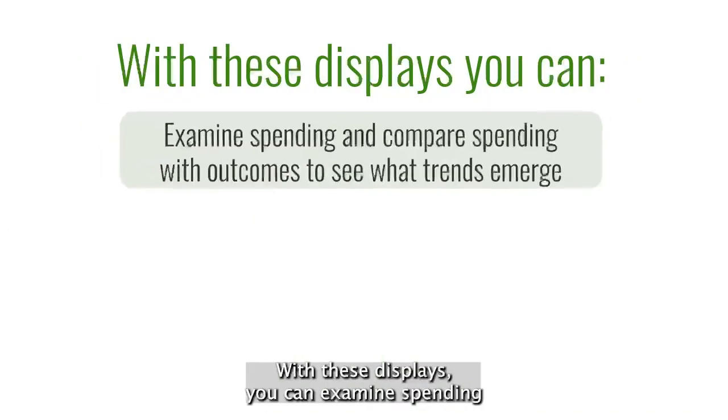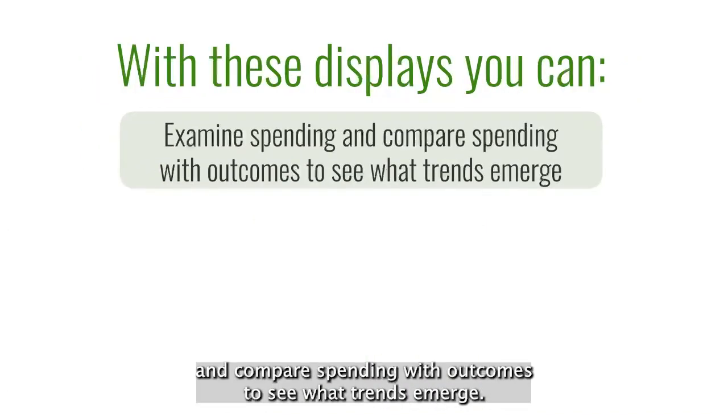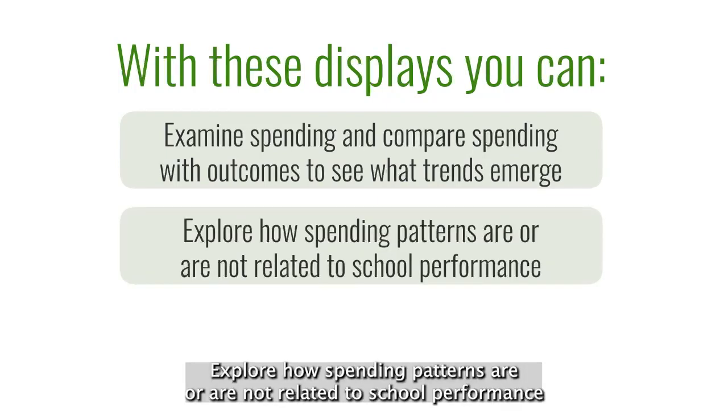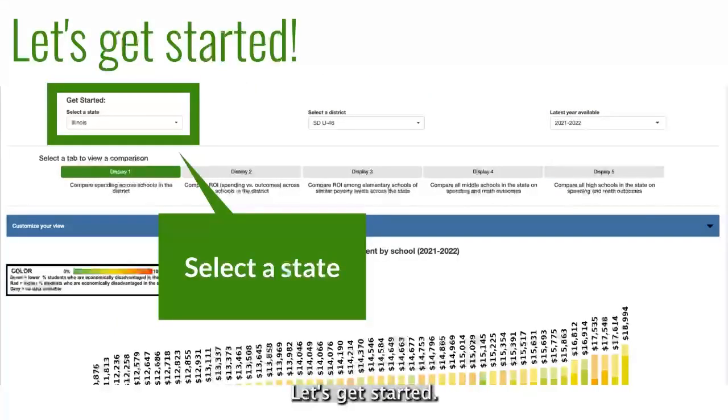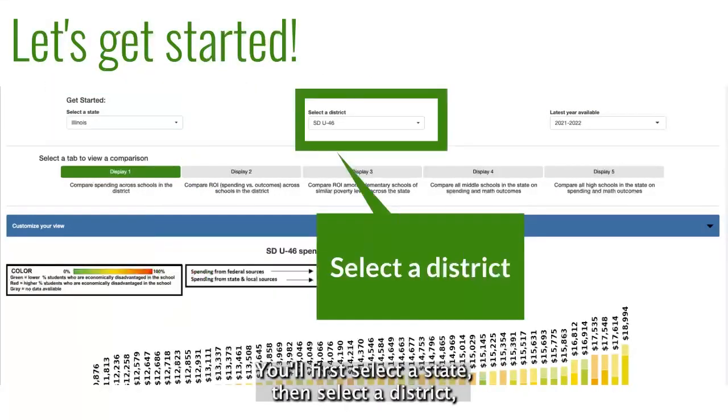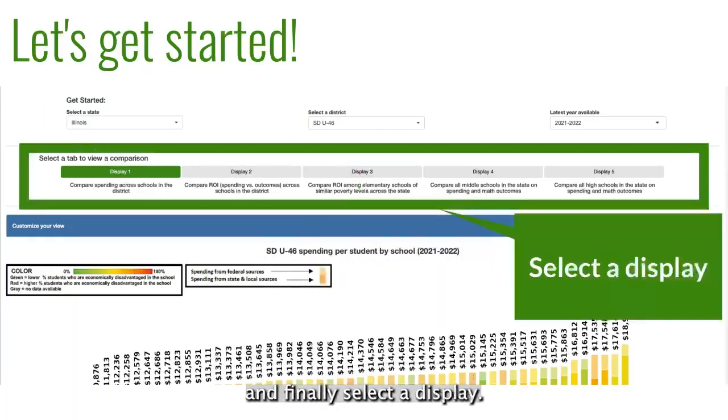With these displays, you can examine spending and compare spending with outcomes to see what trends emerge, explore how spending patterns are or are not related to school performance, and consider policies or practices that can help leverage spending to improve outcomes. Let's get started. You'll first select a state, then select a district, and finally select a display.